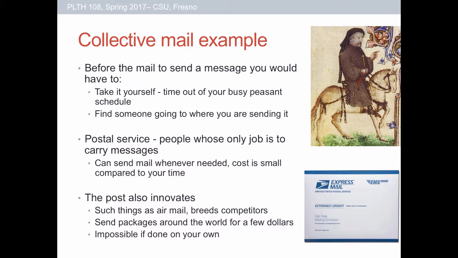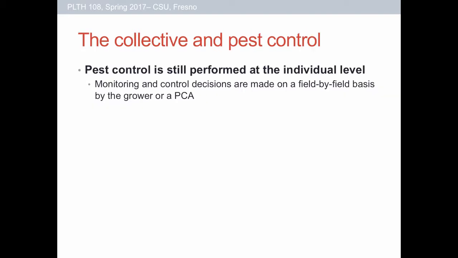And so the Post also has the benefit that it innovates. We now have things that we essentially never would have had without the Post. We have things like airmail. We have various companies like FedEx or UPS that can actually compete with the mail service and perhaps provide better service. And so this collectivism generally drives innovation and also makes things less expensive and more efficient.